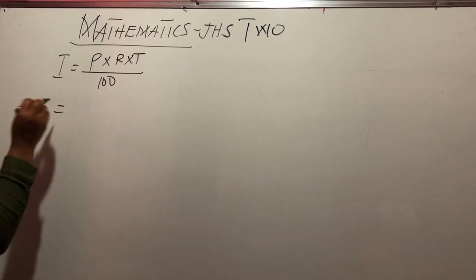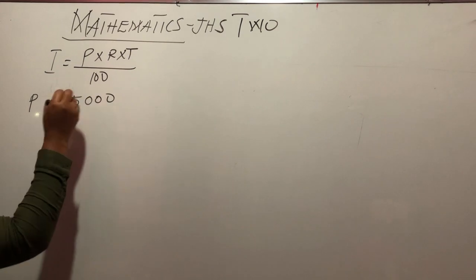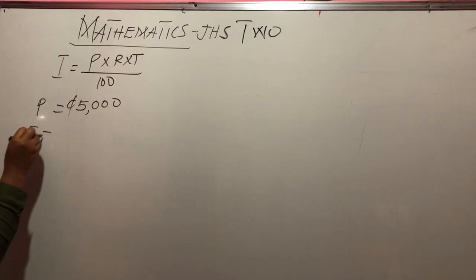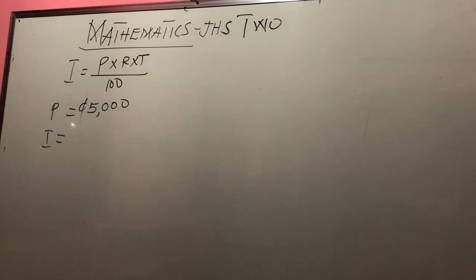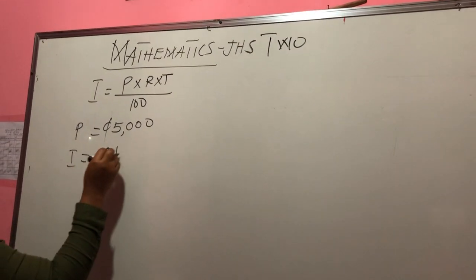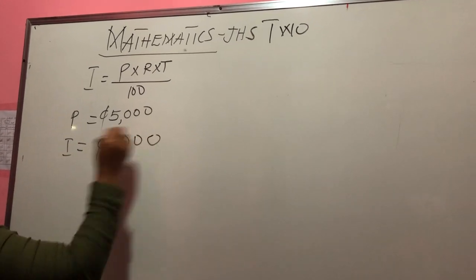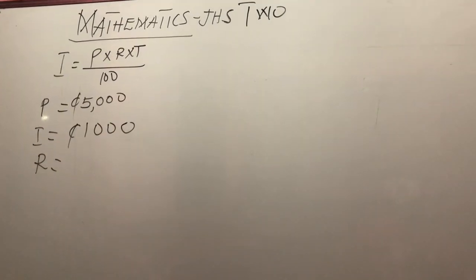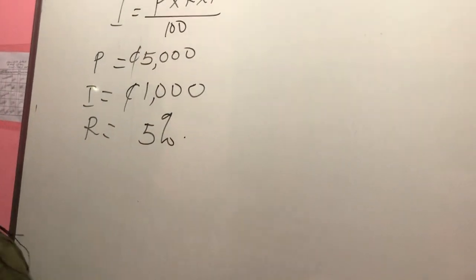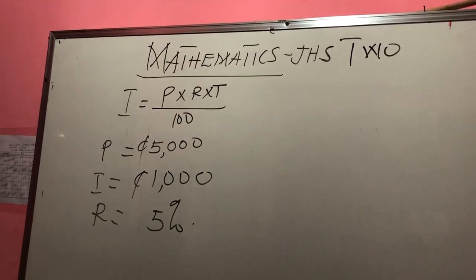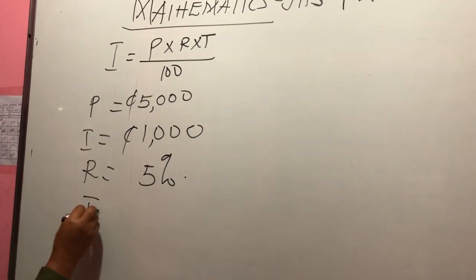So the principal in the question is 5,000 cedis. The interest is 1,000 cedis. What is the rate? The rate is what they normally give you in percentages. The rate is 5%. What are we finding? Time, right?